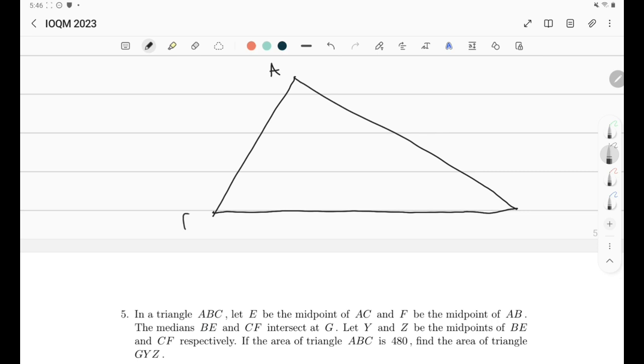Triangle A, B, C. We're going to put some midpoints, midpoint of AC. Midpoint of AC, it's what? E. And here is F. We draw the two medians. They intersect at G. Then we take the midpoint of this median and the other midpoint of that median here.